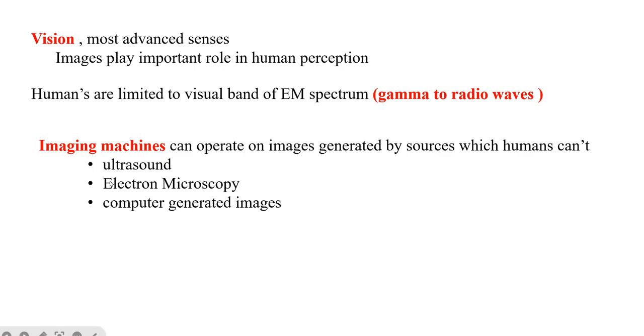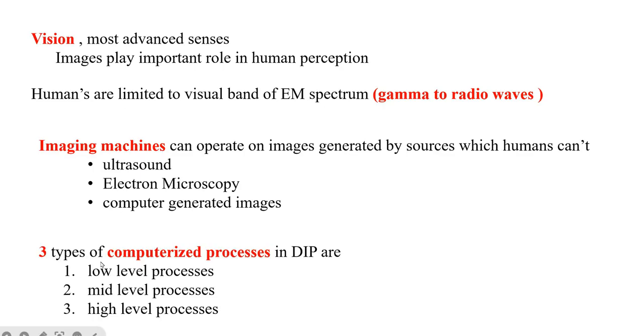For example, ultrasound is used in medical imaging in order to see the organs inside the body. Then you have electron microscopy, which is used to see extremely small objects like cells or viruses. Then you have computer generated images, that is, simulated images which are created using computers, like 3D models, animations, etc.